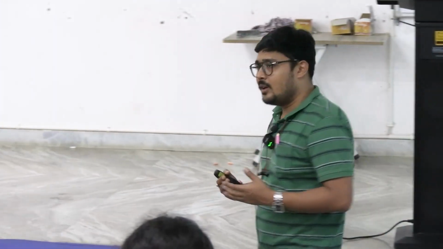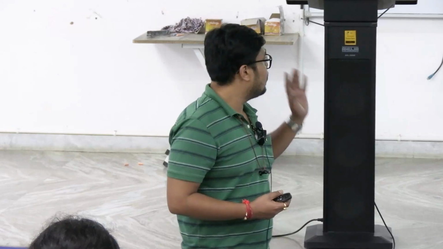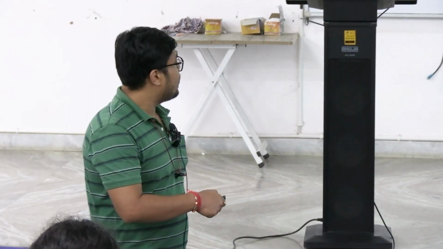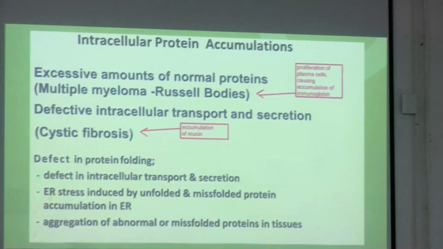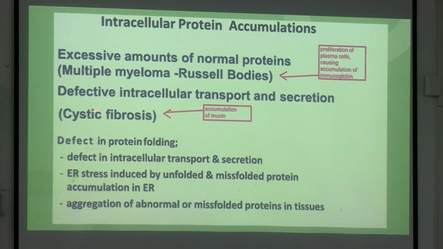and as a result, from each and every B cell there will be an overwhelming amount of immunoglobulin production, and in turn this immunoglobulin tends to accumulate within the cell. So in multiple myeloma, the intracellular accumulated bodies are called Russell bodies. Okay, ছবি দেখাবো পরে. And next is defective intracellular transport and secretion.